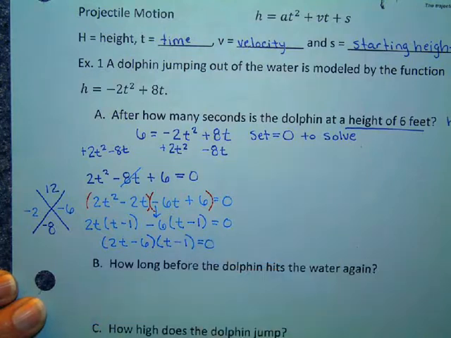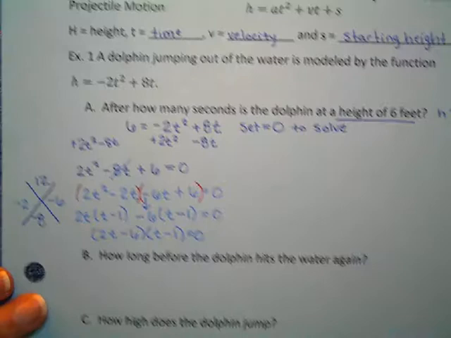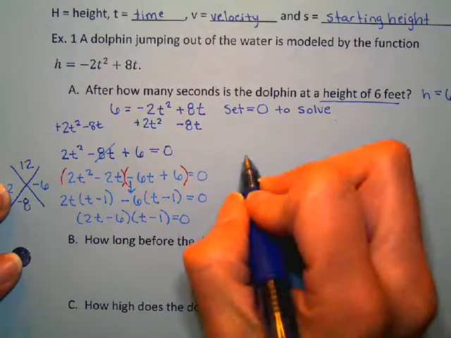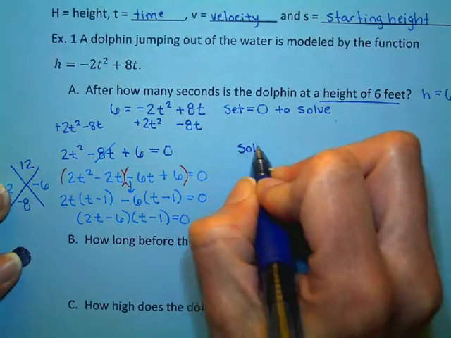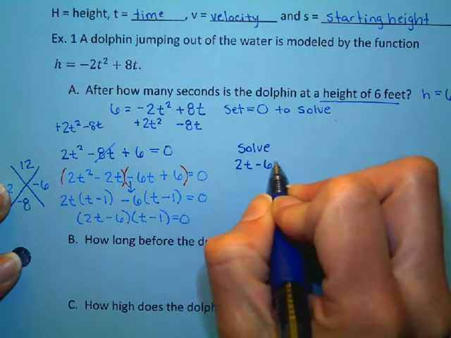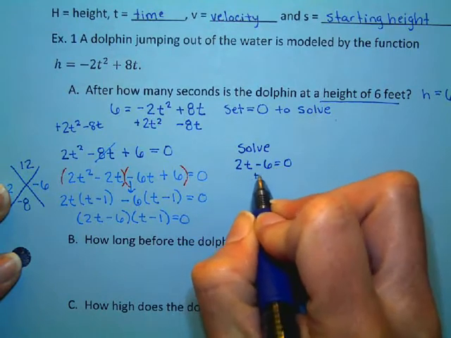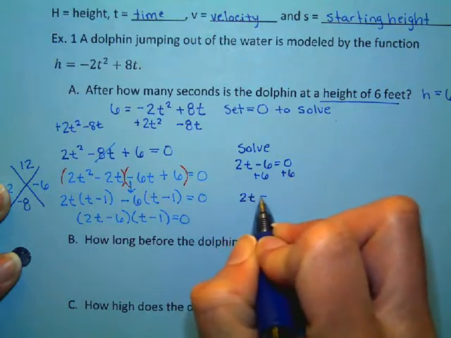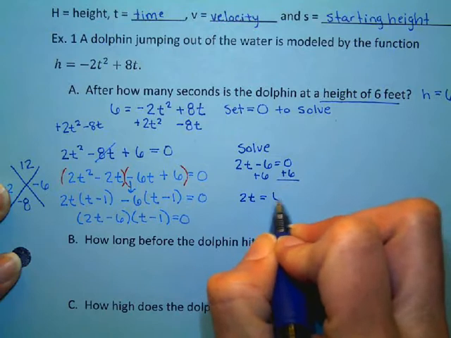Once you have, in this case, I factored it. Again, you can use the quadratic formula also. Once you factor it, you have to set each parenthesis equal to 0. So my work to solve would be 2t minus 6 equals 0. You would add 6 to the other side. 0 plus 6 is 6. And then you divide by 2.